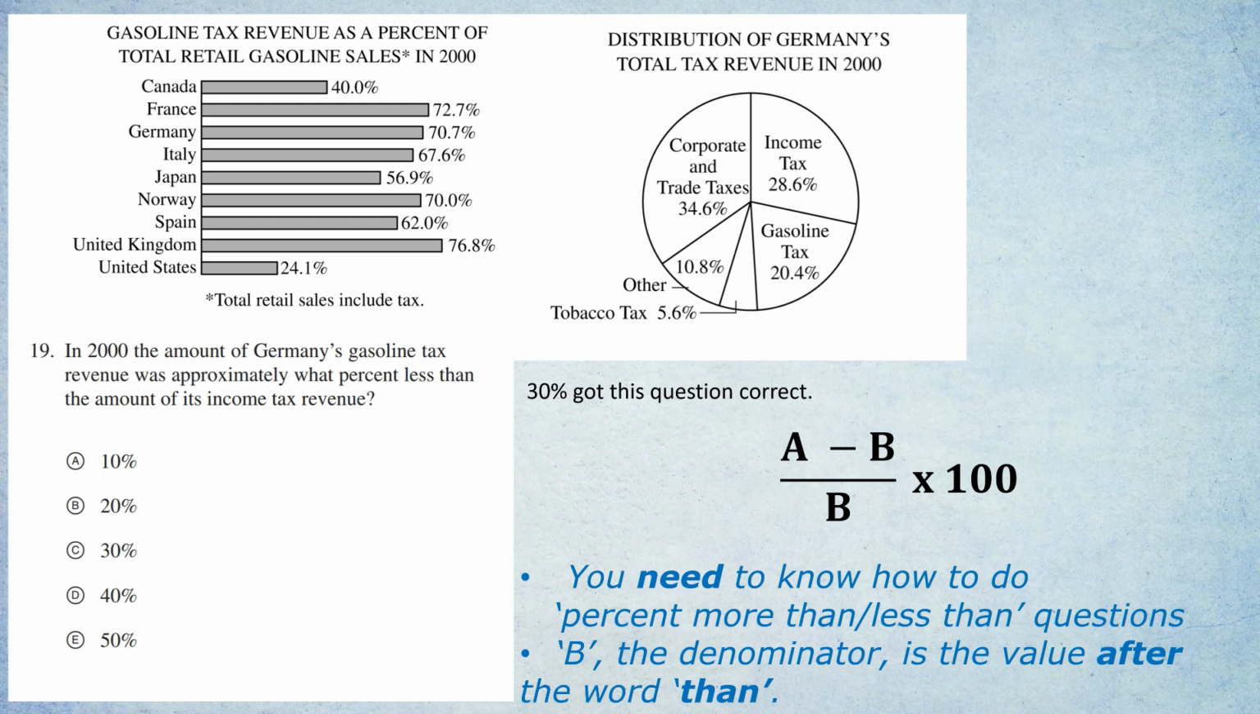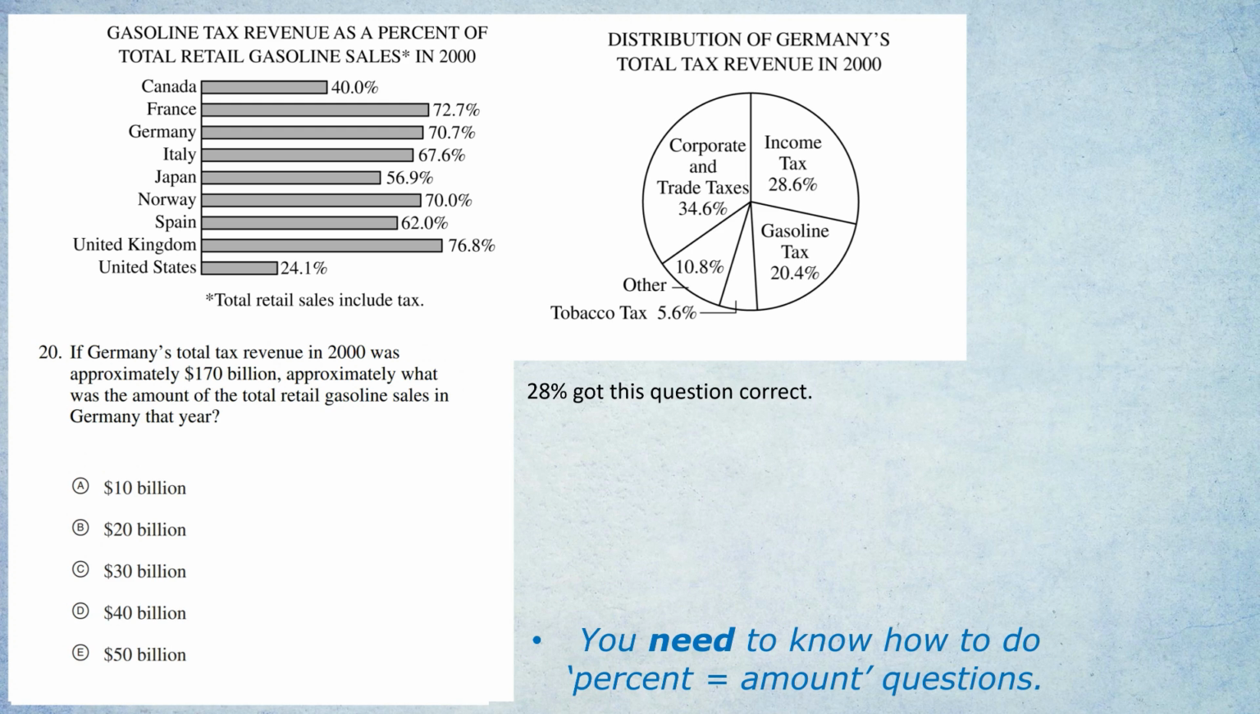You need to know how to do these questions because they come up every single time, usually multiple times. I want to end on one last percentage question that comes up a fair bit as well. This is a toughie. I think this is going to be the hardest. Let's see. Yes, only 28% of students got this question correct. So you can pause the video and try yourself, or you can wait for my explanation.